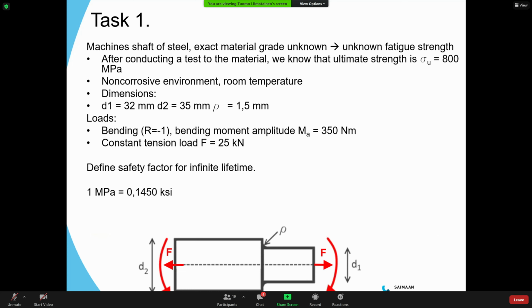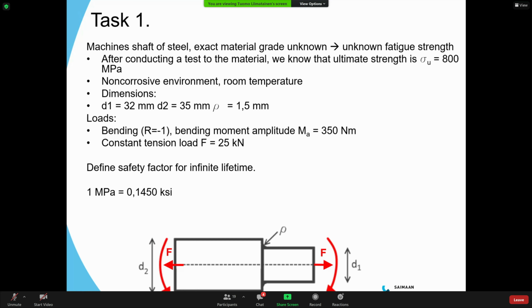And the calculation task for today is to calculate this kind of component. There's a small shaft of steel. And the case is that we don't know the exact material grade. Therefore, we don't know the fatigue strength exactly. But let us assume that we have taken a test piece from the bar and done a tensile test for it, and we know that the ultimate strength is 800 megapascals for this material. Also, we know that this environment is non-corrosive, at room temperature. Dimensions are: smaller diameter 32, bigger diameter 35, and the radius in between 1.5 millimeters.